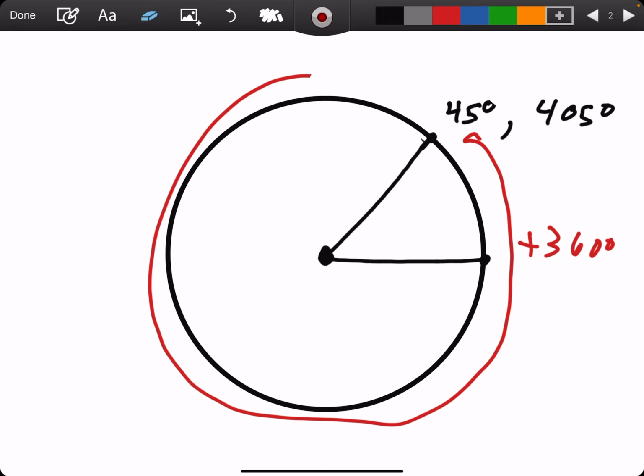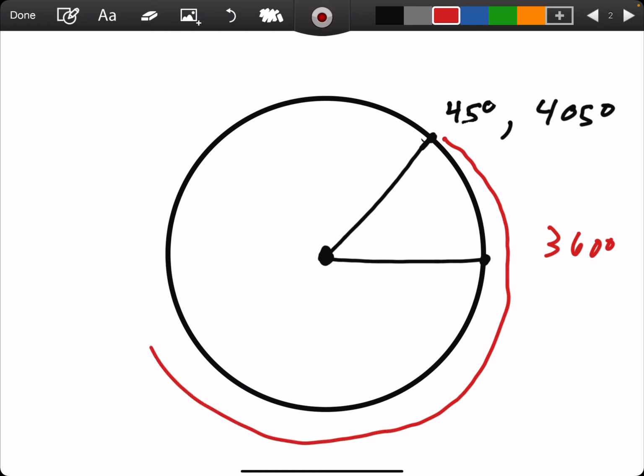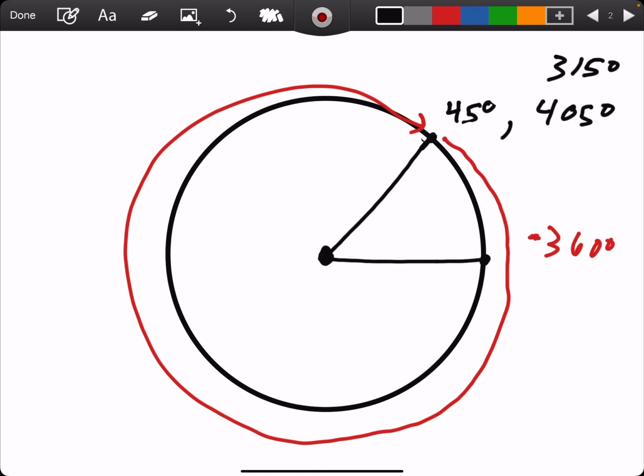Now, if I do the other direction, which is a little bit different, and I went this direction instead, clockwise, then that's going to subtract 360. And so if I took 45 degrees and subtracted 360, then I would get negative 315 degrees. And so these three angles are called coterminal. They're three different angles, but they all end at this exact same place right there. And that's what we're going to look at today, is trying to find angles that end at the same place.